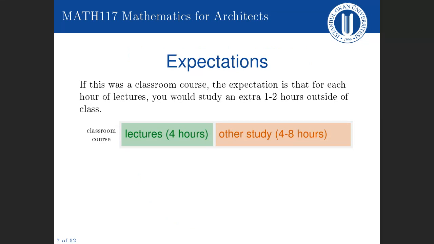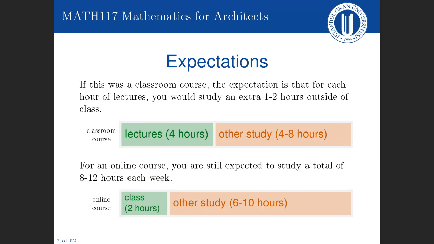If this was a classroom course, then you would have 4 hours of lectures every week, and the general expectation is that for each hour of lecture you spend an extra 1 to 2 hours outside of class. So you would be expected to study another 4 to 8 hours outside of class. So in total between 8 and 12 hours. For an online course, you're still expected to study the same amount. So still you're expected to study somewhere between 8 and 12 hours each week.